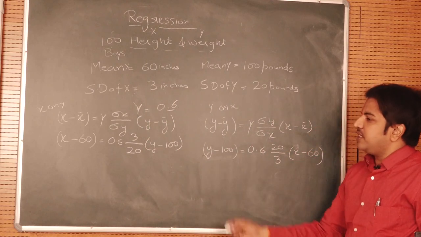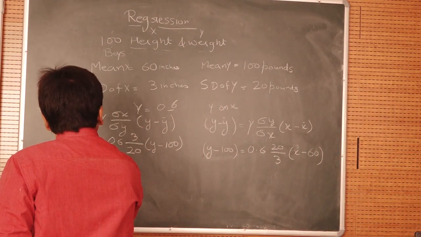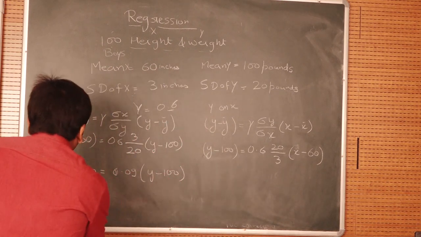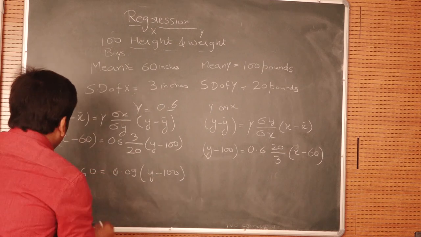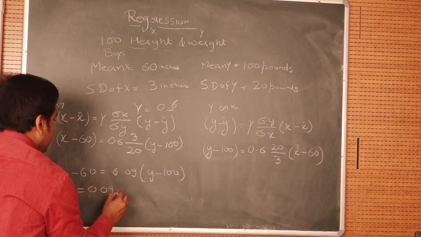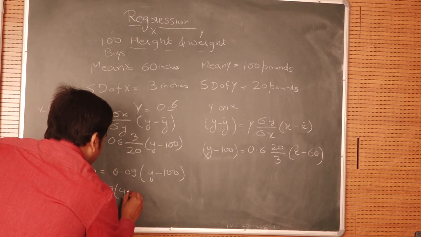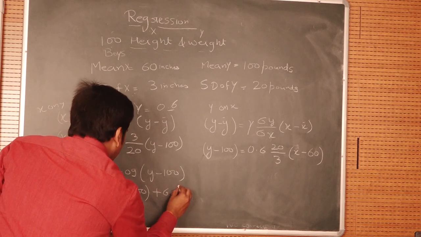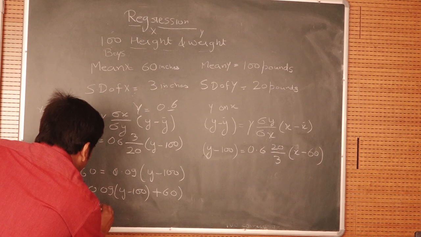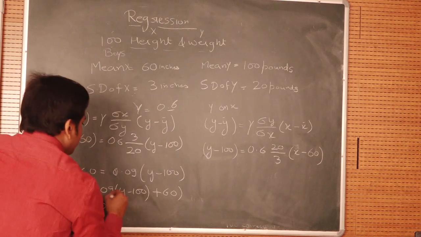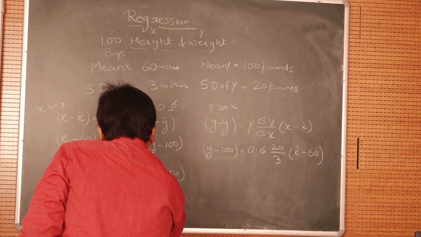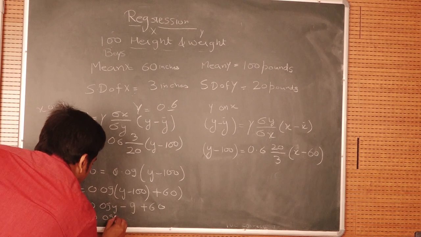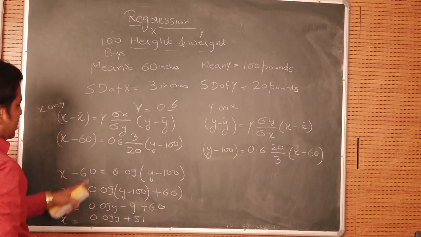Now, solving this into the various terms, we have x minus 60, y minus 100. Taking 60 from here to there, it will be 0.09, y minus 100. It is minus 60, it will come over this side, it will be plus 60. Solving more, we will get 0.09 y minus, we will multiply this by 100, we will get a value 9 over here, plus 60, x is equal to 0.09 y plus 51. This is how you are going to get the value.